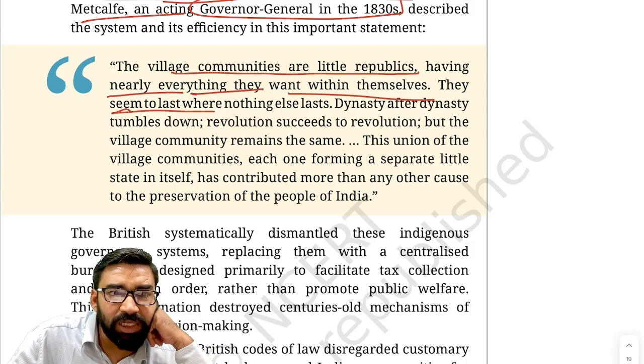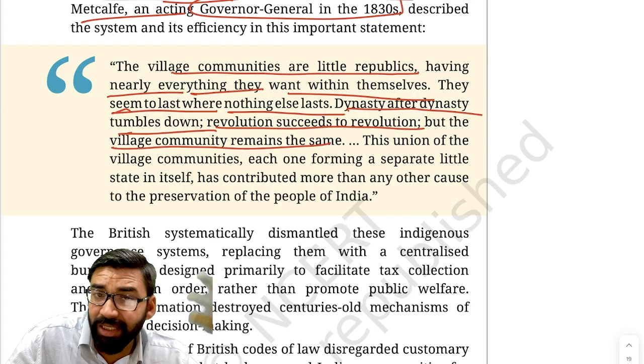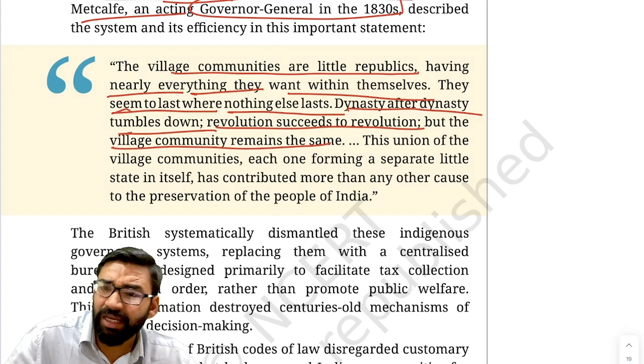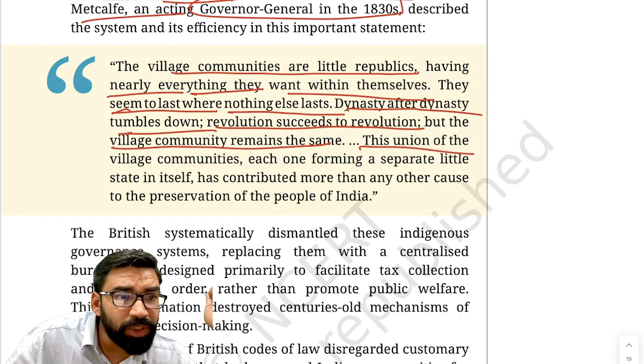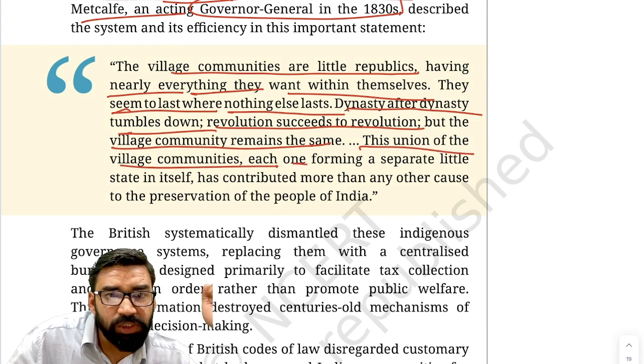They seem to last where nothing else lasts. Dynasty after dynasty tumbles down. Revolution succeeds revolution, but the village community remains the same. Mughals came, Turks came, everyone came, but the village community of India remains the same. And this union of village communities, each one forming a separate little state in itself.